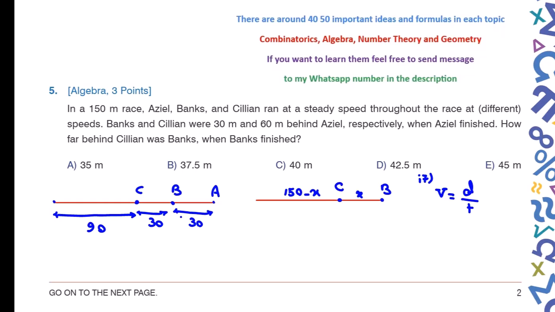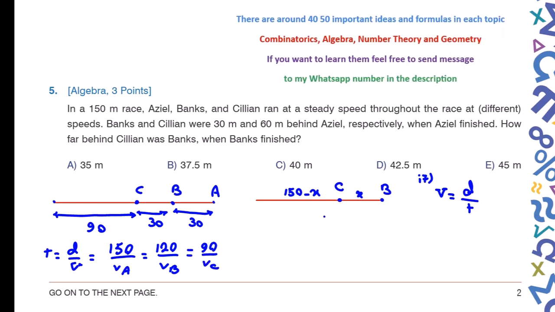Okay, let's consider. Here in the first part, we know the times of them are equal, since at the same time they reach these positions. So by this formula, time equals d over v is equal for all of them. For a, it will be 150 over v of a, the speed of a. For b, it will be 90 plus 30, 120 over v of b. For c, 90 over v of c.